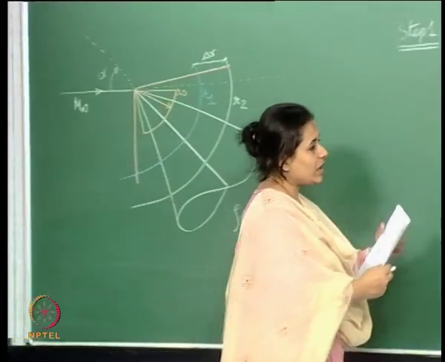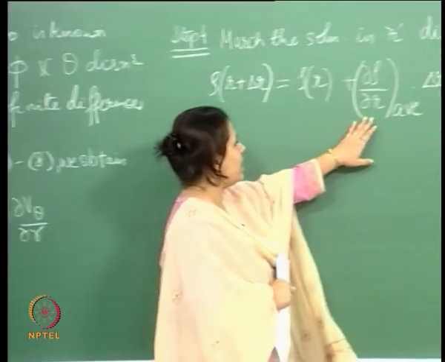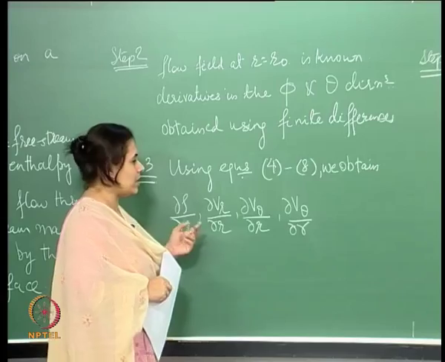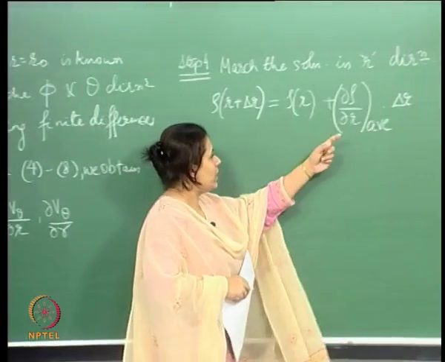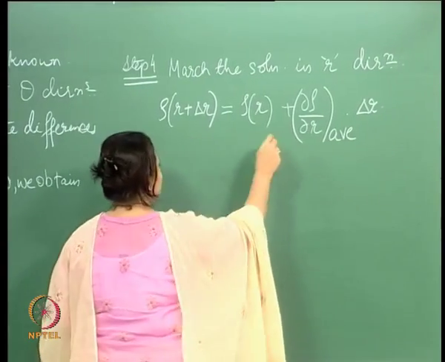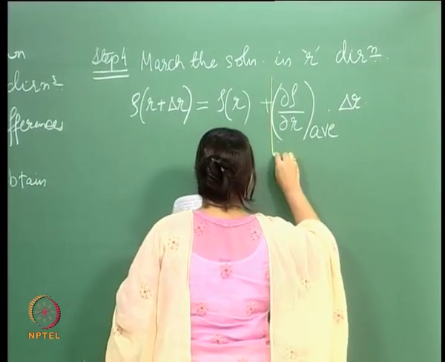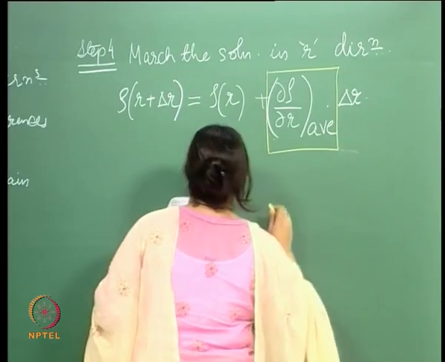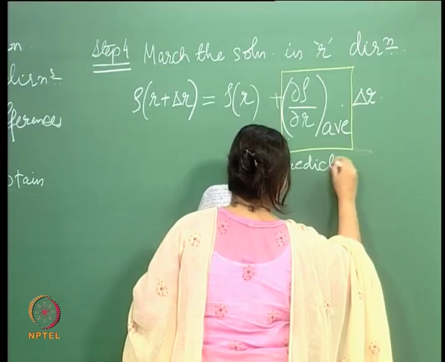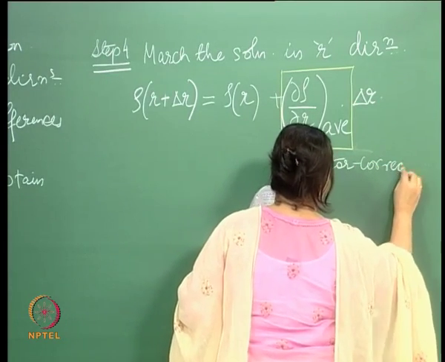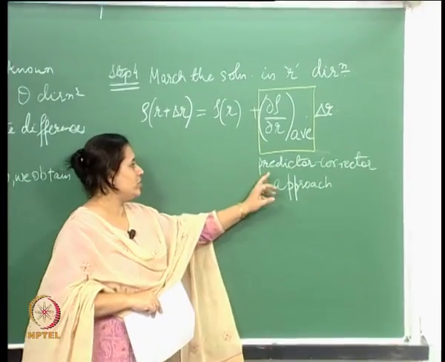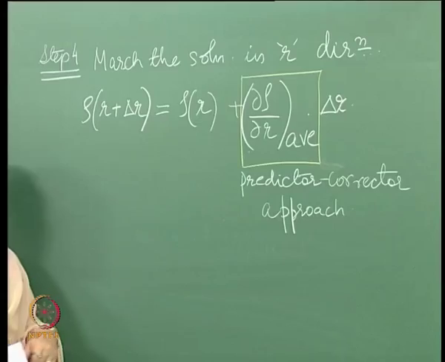Now, in here this del rho del R, what we have calculated in step 3 is basically these values. We have calculated del rho del R here. What we are looking to do here though is del rho del R, an average value. What does that mean? This term is calculated using a predictor corrector approach. Let us just see what that means, this average value.